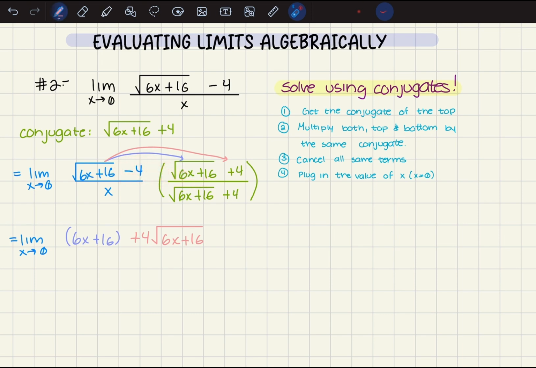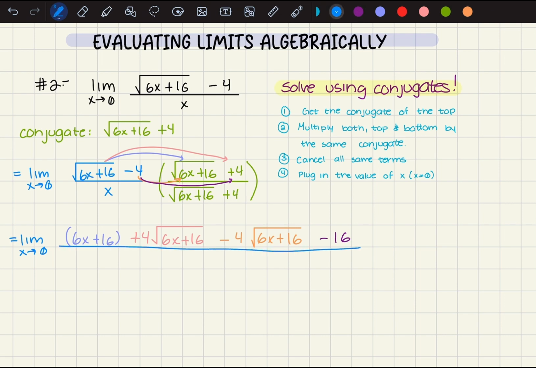And now we're multiplying negative 4 by the square root of 6x plus 16. Since we're bringing the negative 4 to the front, and I'm going to do this in orange, it's going to be negative 4 square root of 6x plus 16. And finally, we're multiplying the negative 4 times the positive 4. Positive and negative is going to give us a negative sign, and 4 times 4 is 16, so negative 16. I'm going to do this in fuchsia.